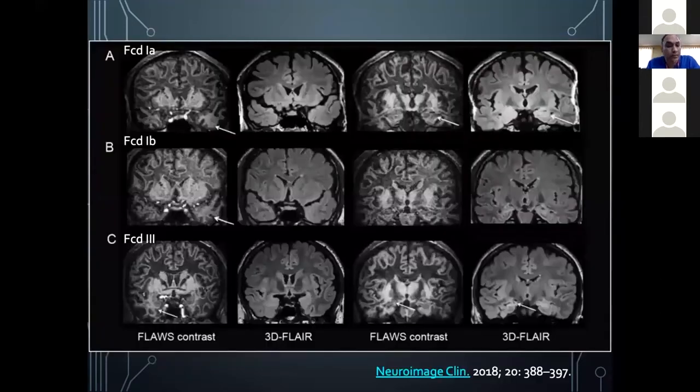So type 1, I don't have any good experience with type 1. But this same study, as I mentioned previously, showed some type 1 cases which were actually missed on the regular imaging, but could be identified using this FLOSS technique. But if you see carefully, even on the FLAIR images here, it is very difficult to identify any abnormalities in cases of type 1 FCDs.